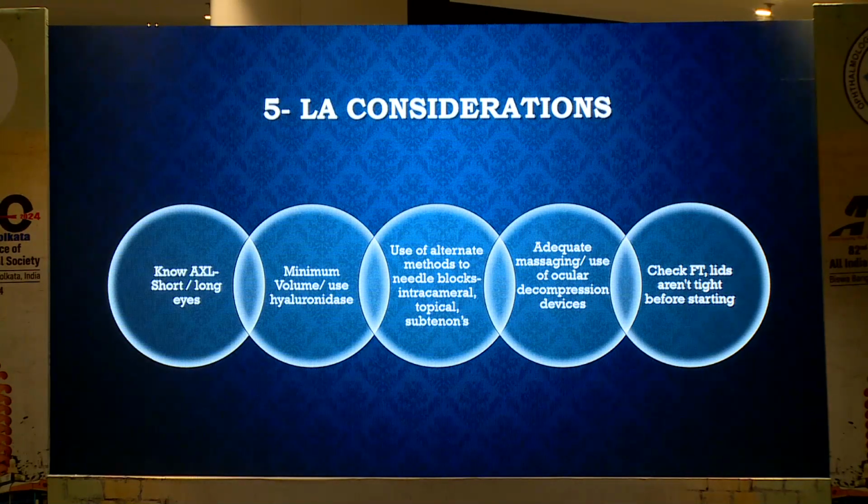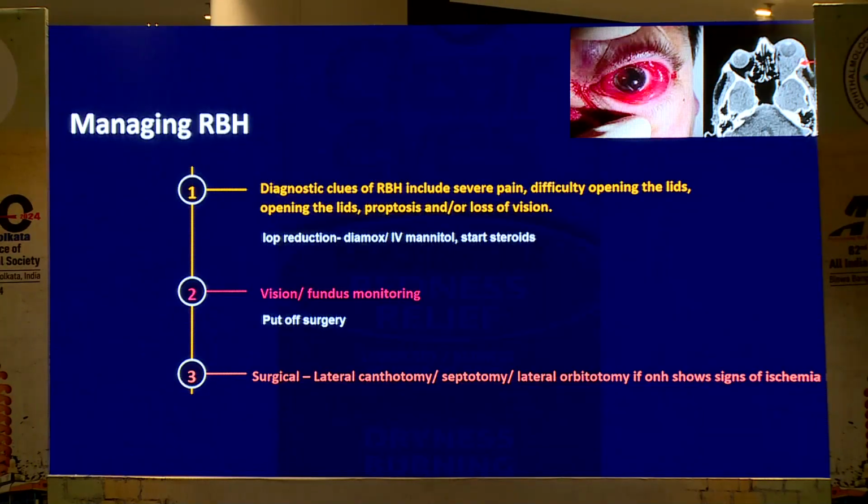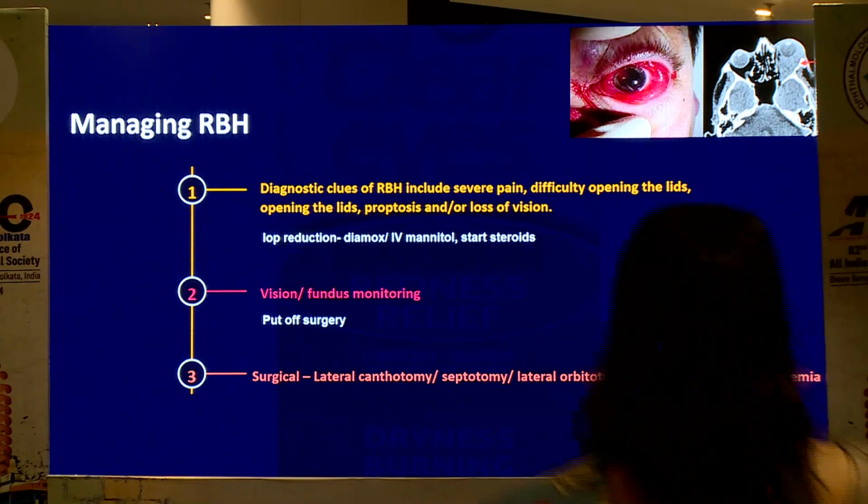The fifth important point would be to plan the local anesthesia, because very often we foresee a longer surgery, and hence we might want to give a needle block. However, make sure that you use minimal volume, and if required, supplement by other methods. You can use ocular decompressive devices to keep the IOP less preoperatively, and always check finger tension before you make the first incision. However, if you do encounter a retrobulbar hemorrhage, put off the surgery, give IOP reducing agents, keep a close watch on the vision and the fundus, and at the earliest sign of optic nerve ischemia, don't hesitate to perform a lateral canthotomy.